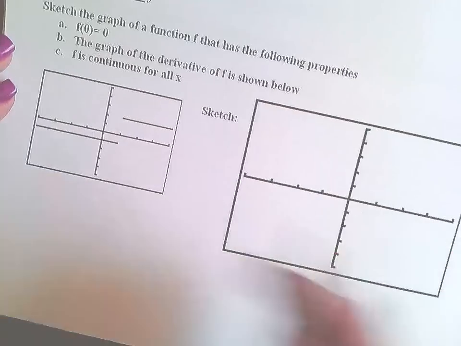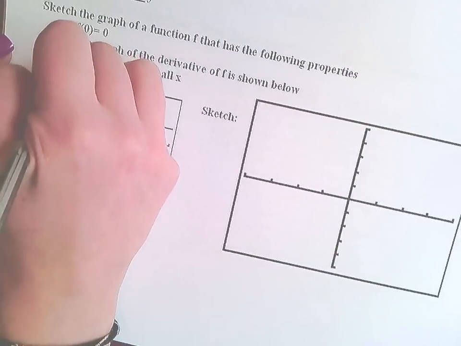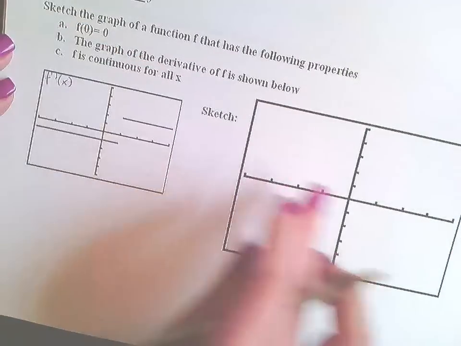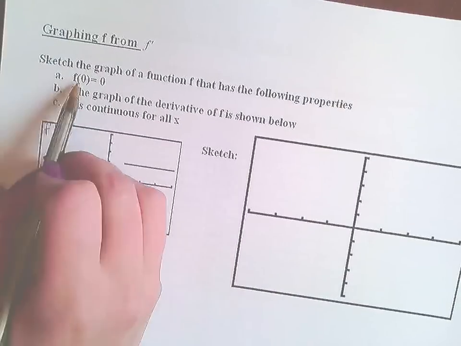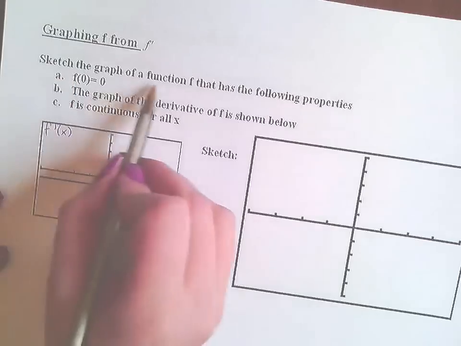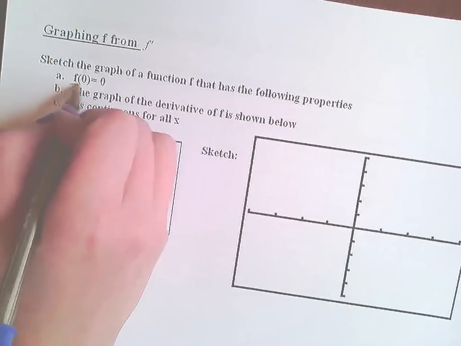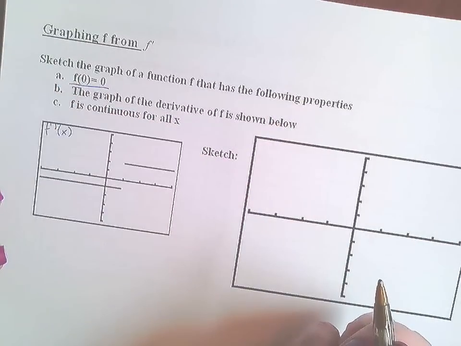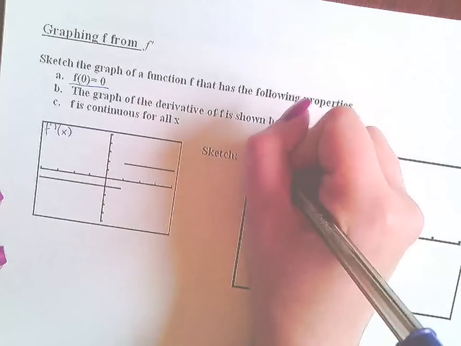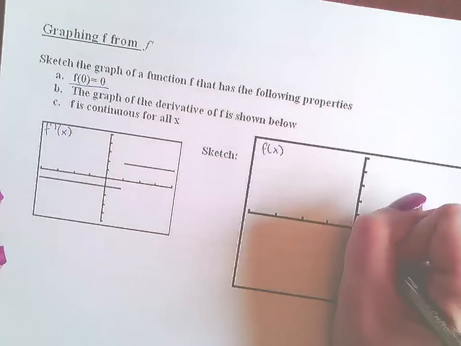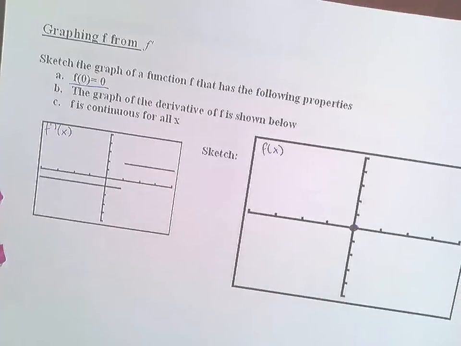Okay? All right, graphing f from its derivative. So this right here is the derivative. We want to sketch the actual graph. And we have to follow a few things. First off, sketch the graph of the function that has the following properties. F of 0 is 0. Okay? So I know that this is going to be my f of x, at f of 0 is 0. So I know that.